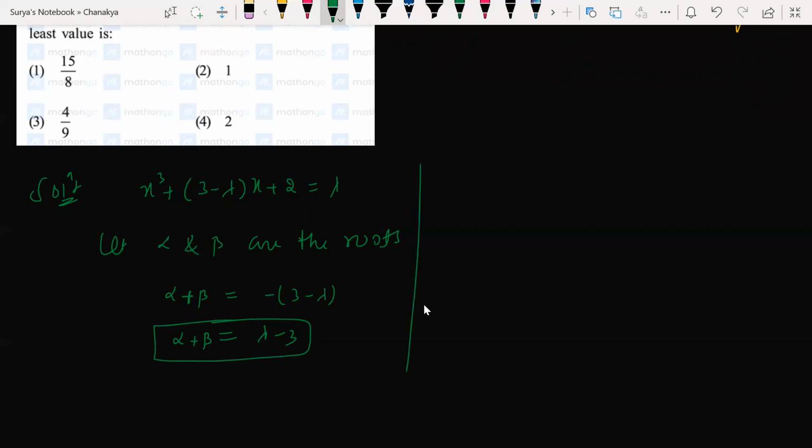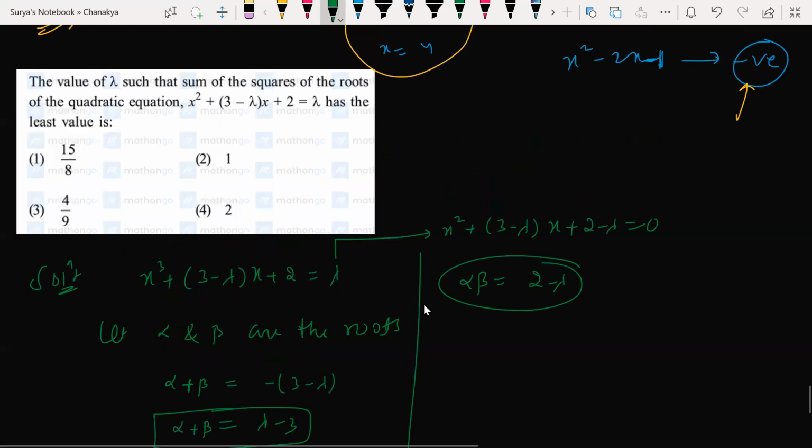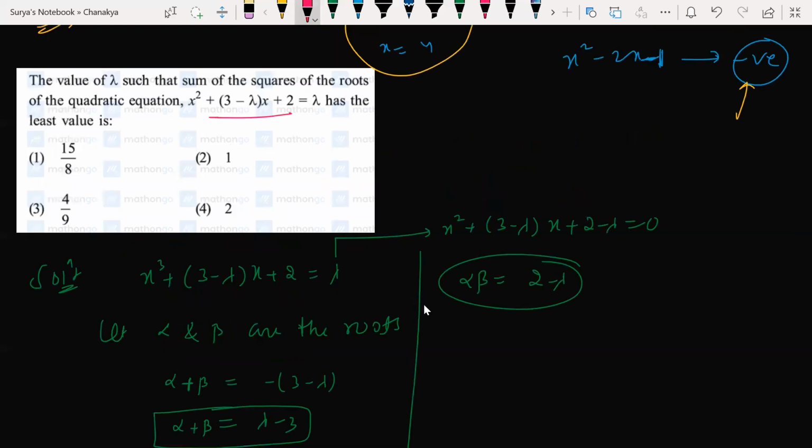Okay. Next, alpha beta value is what? This can be modified as x cube plus 3 minus lambda into x plus 2 minus lambda is equal to 0. So alpha beta is what? 2 minus lambda. Understood my point? Clear? Then he is asking that this has the least value.